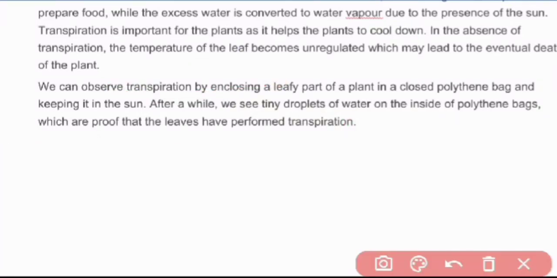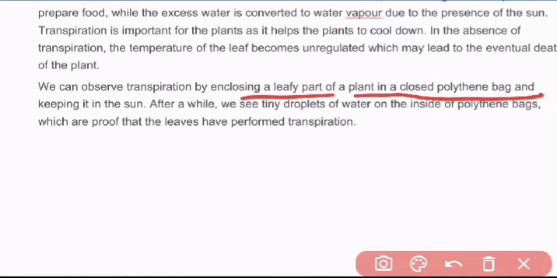What you have to do is enclose a leafy part of a plant. You have to take a few leaves of any plant, for example 4 or 5 leaves. You don't have to pluck the leaves; there will be some leaves on the plant. After that, you have to cover those leaves with the help of a polythene bag. I guess everyone will have some polythene bags. So you have to cover those leaves with the help of those polythene bags.